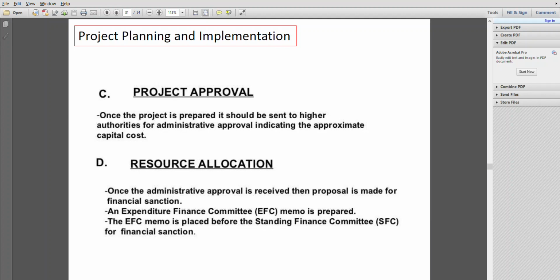Once the administrative approval is received, the proposal is made for financial sanction. For financial sanction, the proposal will go to the finance department. An expenditure finance committee memo is prepared, which is a draft list of expenditure to be incurred during the execution of this project. The EFC memo is placed before the standing finance committee of the management for the final financial sanction.